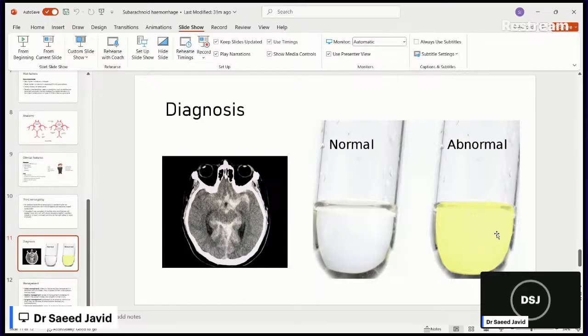Well done, Alex. Absolutely, absolutely. So that exactly, so xanthochromia. So does everybody kind of understand, and does that make sense? Why we actually have to wait 12 hours to do a lumbar puncture after subarach?